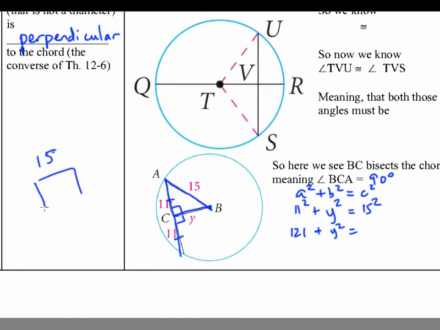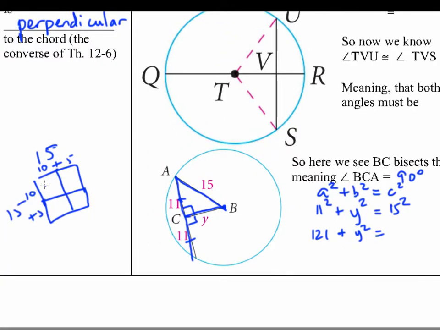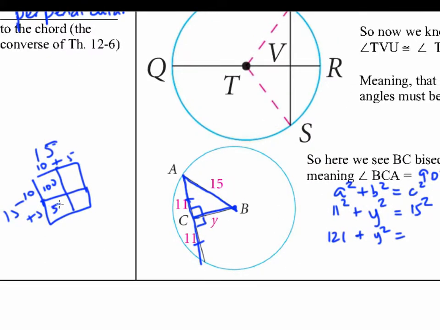So 15 times 15. What is the total of this box here? Let me break it down. I'm going to break 15 down into 10 plus 5. What is 15 times 15? 10 times 10 is 100, 10 times 5 is 50, and 5 times 5 is 25. So the total is 100, plus 50 and 50 makes 200, plus 25 gives 225. So 15 squared is 225.